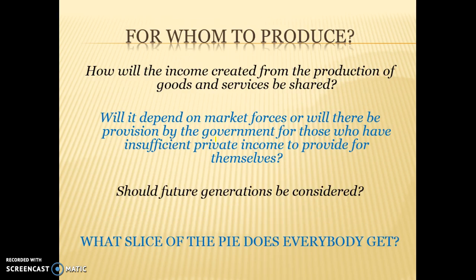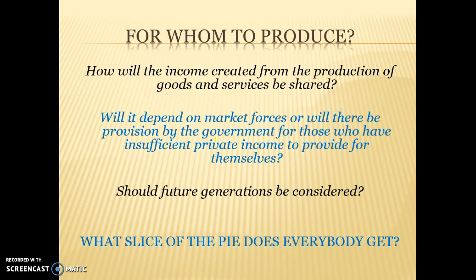And the last one is for whom to produce. How will the income created from the production of goods and services be shared among society? Okay, and in Australia, that's largely determined based on who has the resources, who has the land, labour and capital resources. So if we own a lot of land, we will generate a lot of rent. If we have productive labour resources, if we are skilled, if we have skills that are in high demand, we will generate a high level of income. So for whom to produce is all based on the quality and quantity of people's access to resources.